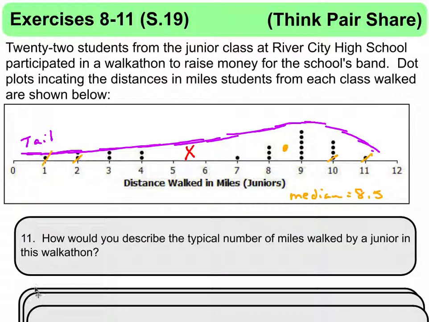In number 11, how would you describe the typical number of miles walked by a junior in this walkathon? We know already that the mean, or the average, appears to be an underestimate because it was way over here towards the left. And so we would say that only 7 students walked less than the mean, while 15 students, or the bulk of the students, walked more. And so the median, which is where the majority of the students are in this region right here, at 8.5 would be a better estimate to describe what a junior walked in this walkathon.